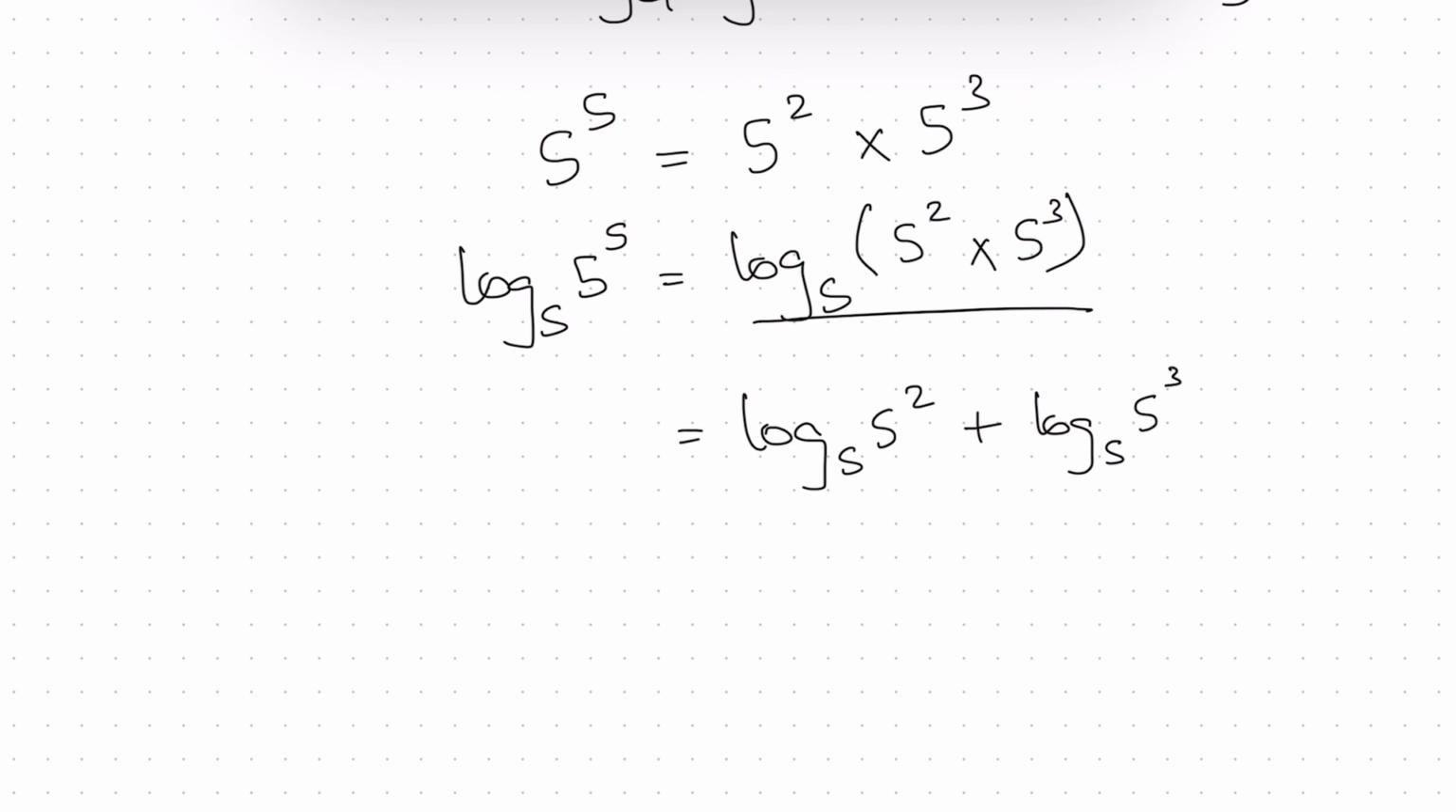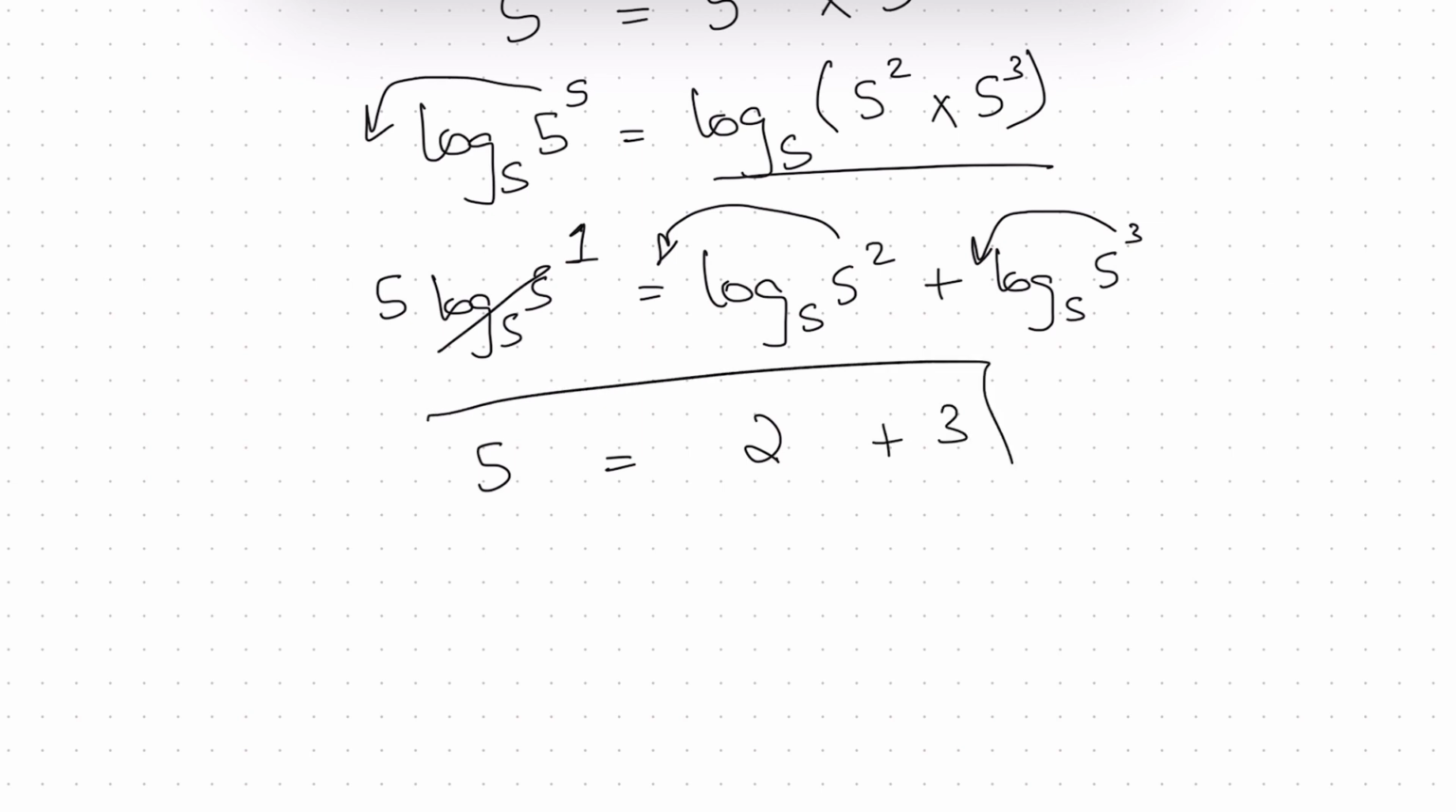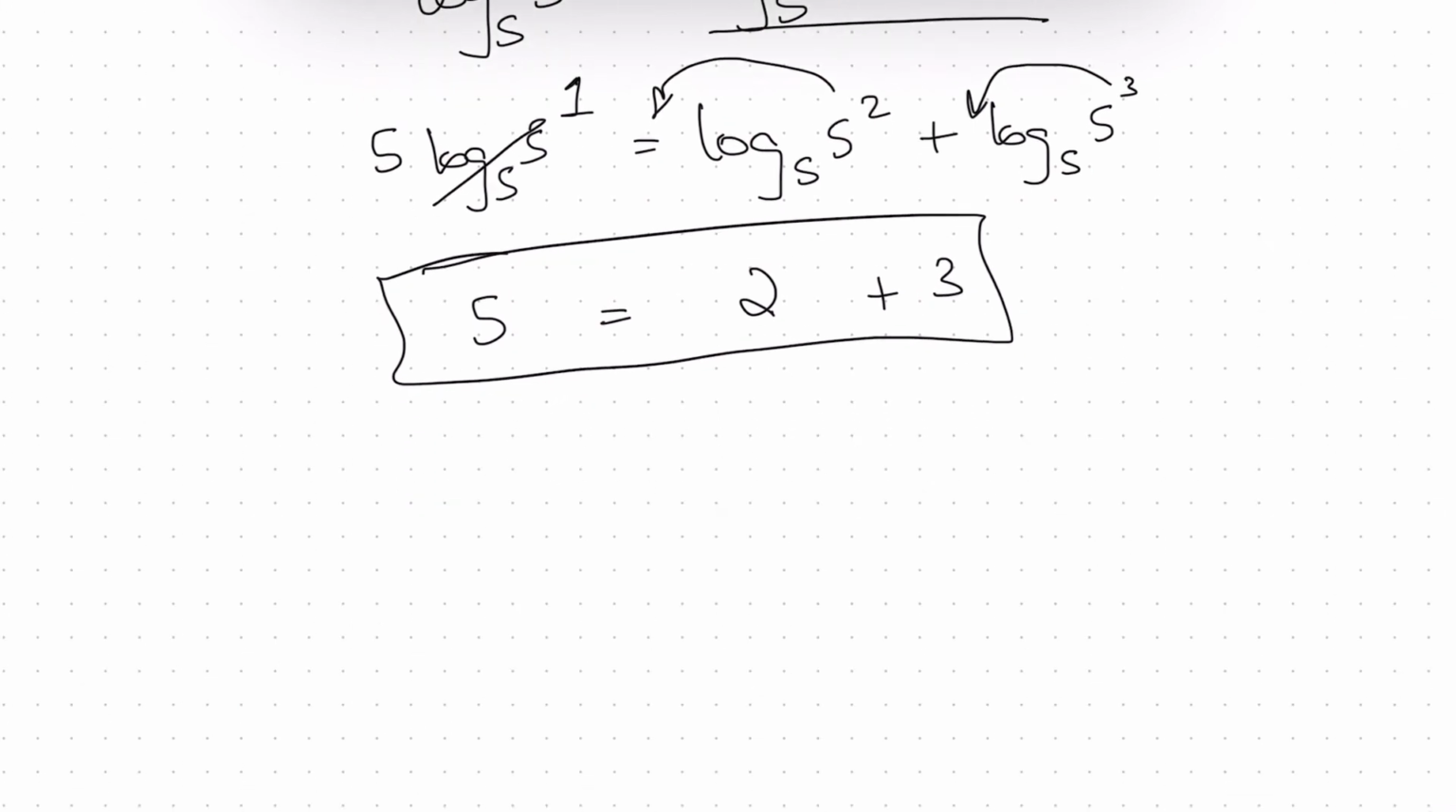And over here I will use the power law and bring it over here. So what I'll be left with is 5 log 5 of 5, and using identity, I know this is equal to 1. Using the power law, I can also bring this over here. I know log 5 of 5 is going to be 1, so I'll be left with 5. From here I will have 2, and from here I have 3. So this is the same on both sides. So that's how we use the product law.